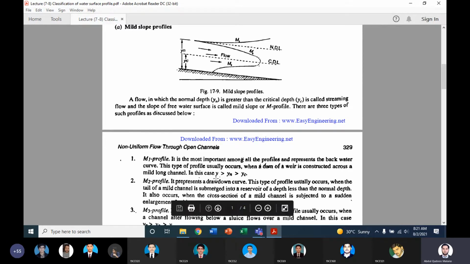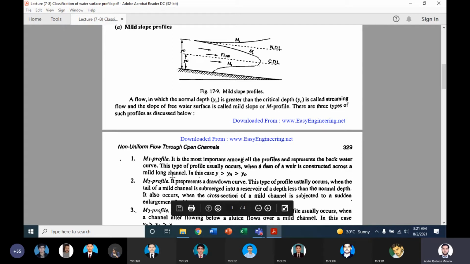The mild slopes. It is the most important among all the profiles and represents the backwater curve. We remember that the curve rising in the direction of the flow is going to be the backwater curve. So this type of profile usually occurs when a dam or a weir is constructed across a mild long channel.